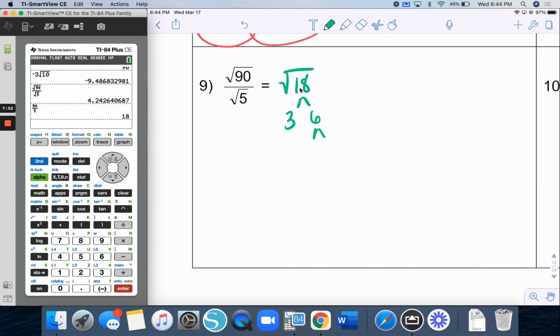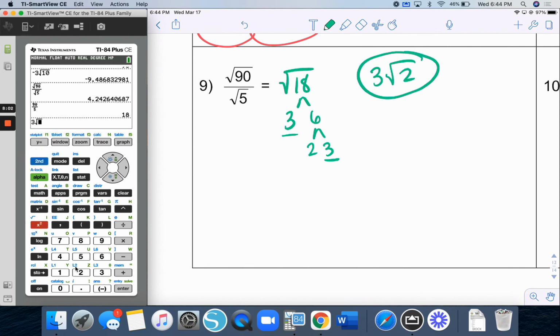And then let me see if I can simplify. 18 is 3 and 6. 6 is 2 and 3. So I can take out a 3 and leave in a 2. And if I compare this with what I started with, I get that same decimal here.